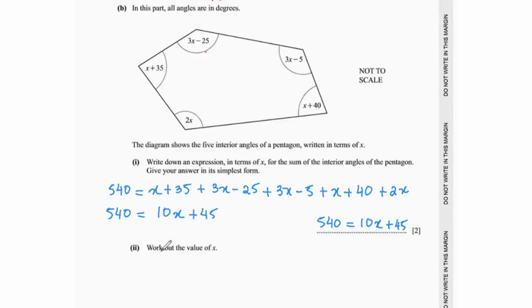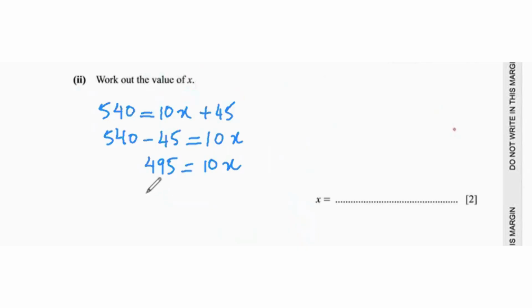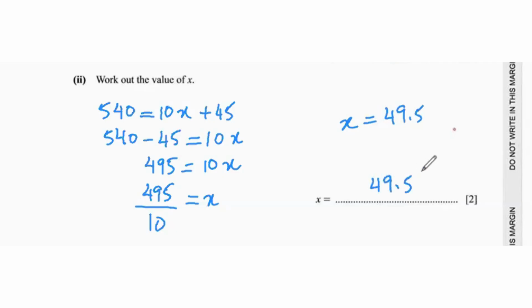Then write in the value of x. So we're going to solve this. So 540 equals 10x + 45. 540 minus 45 equals 10x. So that's 495. So 495 divided by 10 equals x, which is going to be 49.5. That is the value of x.